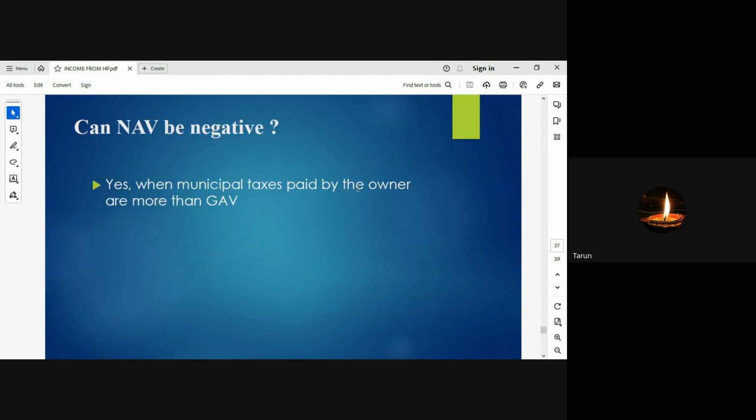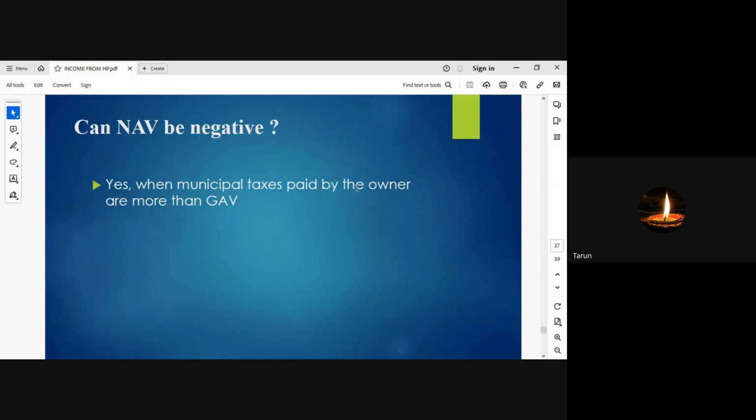Always be sure about this: can the net annual value be negative? This is always a question in multiple choice, whether it should be negative or positive. Half of the students say it could be, it could not be, but that's not a final answer. The final answer is yes, it could be. What is the reason behind it? It's always about the taxes.